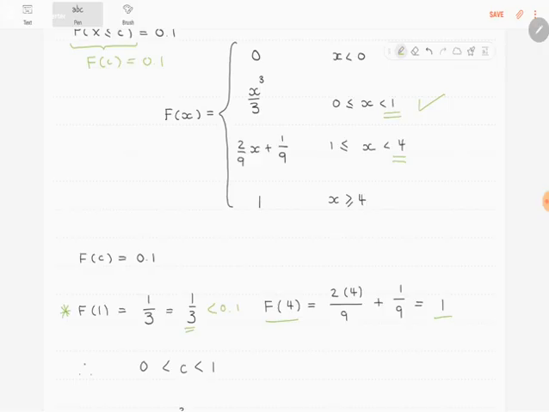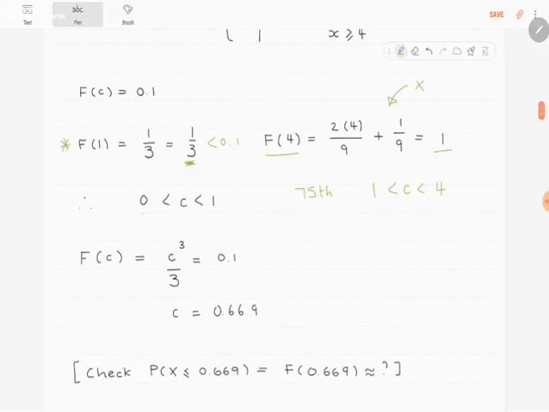So if I'd asked for the 75th percentile, you would have known that C is in between 1 and 4, because you know that 0.75 is going to be bigger than 1 over 3. So it's going to be in the next region. This is a nice simple one. You don't usually have to do this. Once you've found the region, don't worry about it. This isn't necessary, it's just for completeness' sake, so you can see how this works.